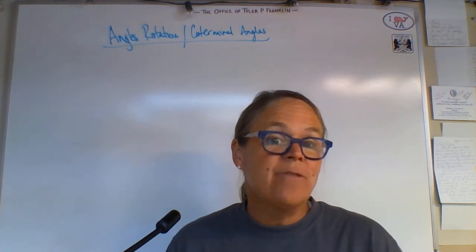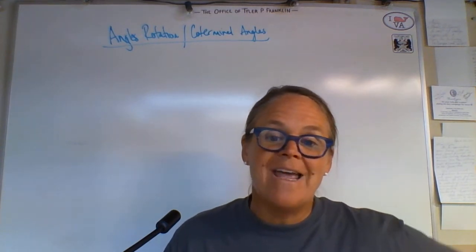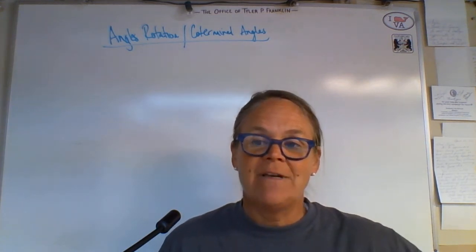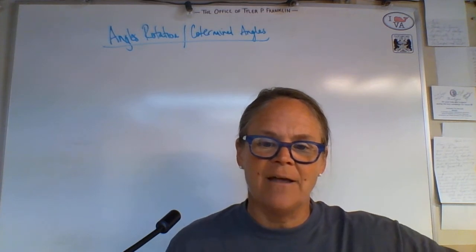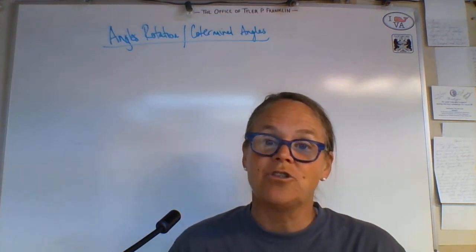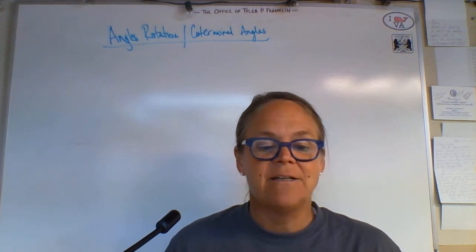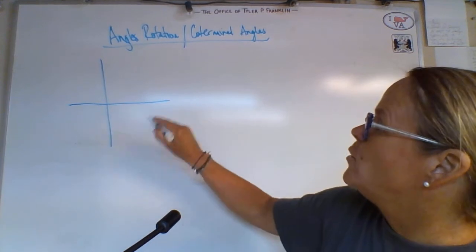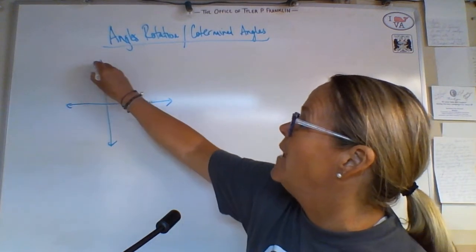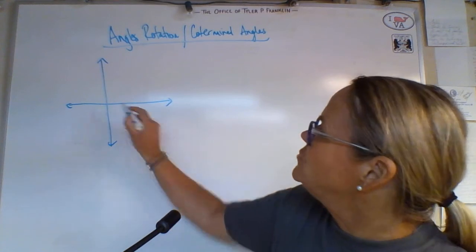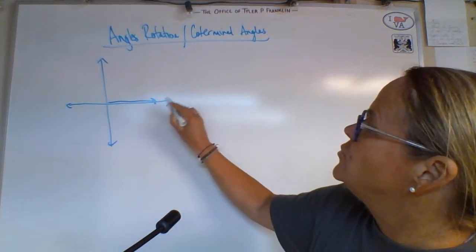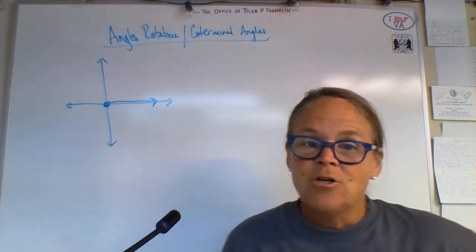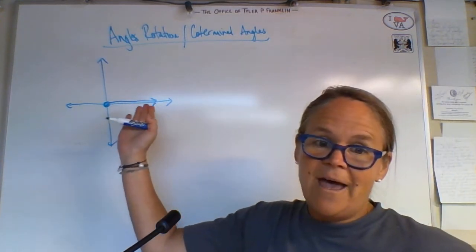How we do this is we are going to rotate a ray around an endpoint. You have an initial side and a terminal side. Initial side is where you start. Terminal side is where you end. Now, the picture of this is really saying we're talking about the coordinate plane. The initial side is always going to be the positive x-axis. So what we're going to do is we're going to rotate that ray.